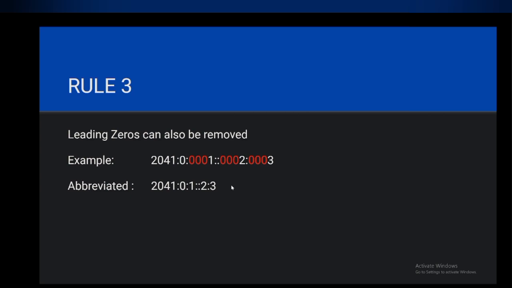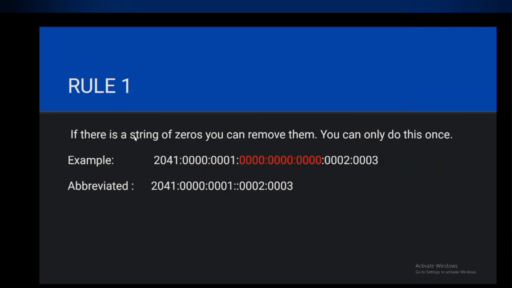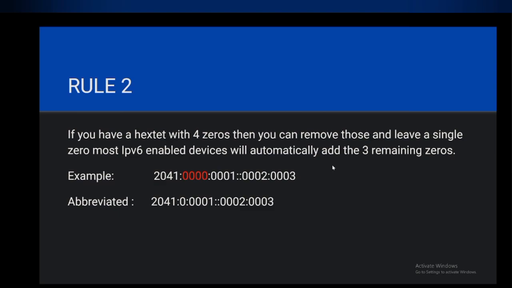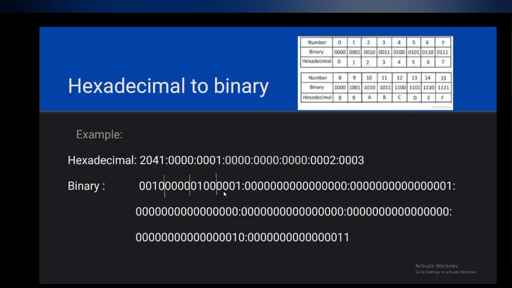Rule 3. Leading zeros can also be removed. So as you can see here, we have leading zeros in 3 hex steps, right? So in the first hex step, you can just remove those 3 zeros and you'll get 1, right? Second one, you can just remove those and you get 2, right? And then the third one, you can remove that and you just get 3. And as you can see, there's a big difference in this address compared to the first address that we see in Rule 1 right here, right? Look at the difference.